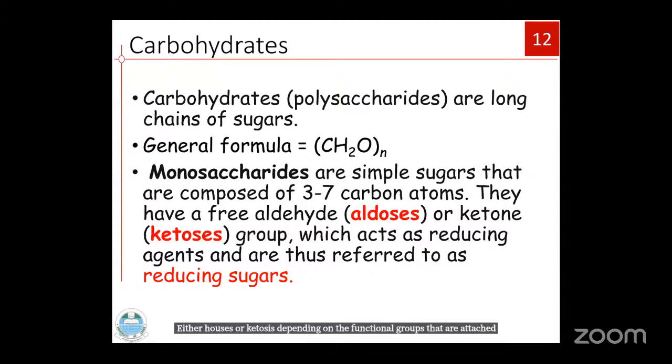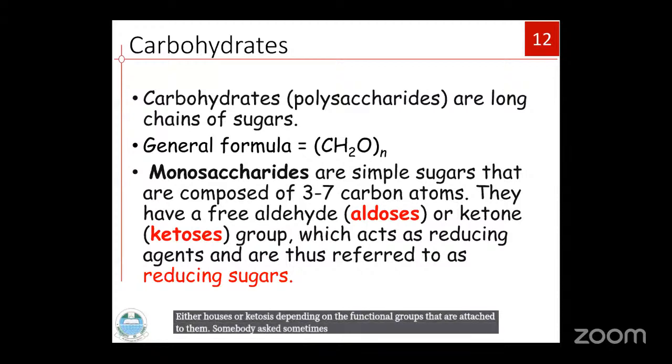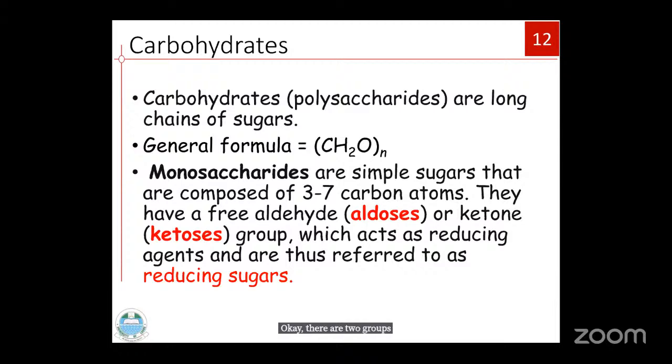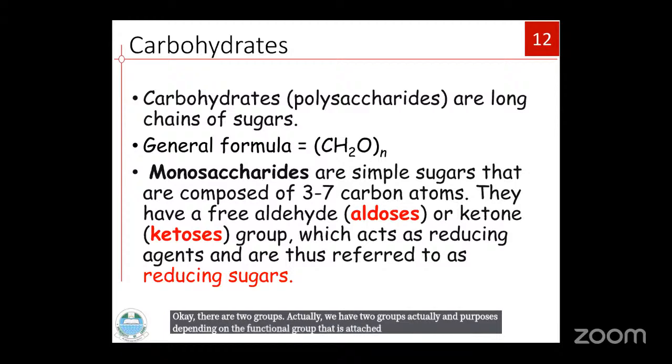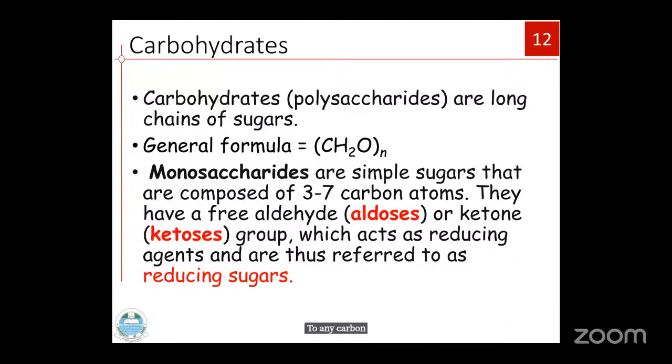Somebody asked about ketoses. Please, like I said earlier, see my slide. There are 2 groups, aldoses and ketoses, depending on the functional group attached to them. I'm sure you know what we mean by functional group from your organic chemistry. So when you have an aldehyde attached to any carbon on these monosaccharides, they are known as aldoses. Then when the functional group on them is a ketone, they are ketoses. And you know that carbohydrates always end in -ose.